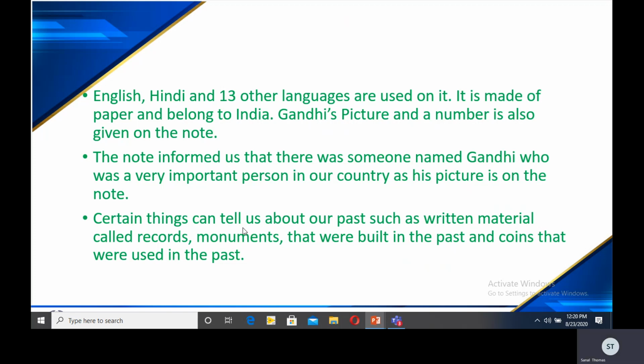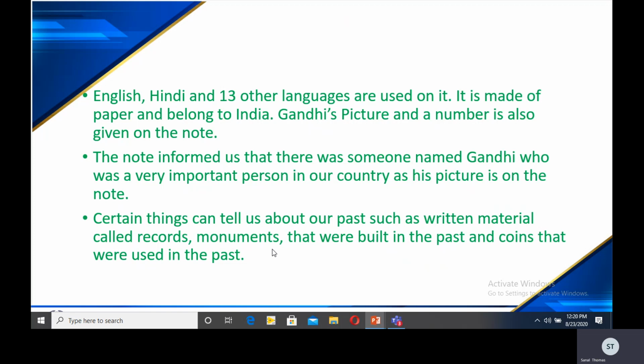Also, you will see that certain things that can tell us about our past, such as written material called records, monuments that were built in the past, and coins that were used in the past. So, from the note, you will get information of the different languages, and it is made of paper, and Gandhi's picture is there. Who is Gandhi? He is the father of our nation, right? All this information we are getting from that particular currency note, and all these are some written materials, so they can be called records.